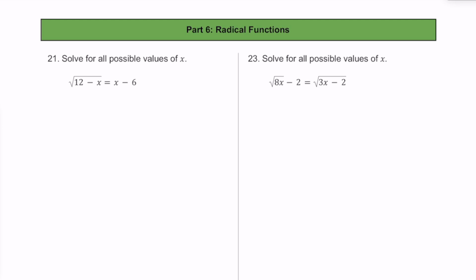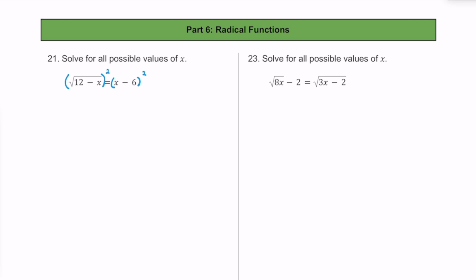So we have the square root of 12 minus x is equal to x minus 6. So first thing we're going to do here is see where the radical is. We can see the radical is on the left side of this equation. Now, if this is a square root, then what's the inverse operation? Well, the inverse is going to be raising it to the second power. So let's go ahead and raise both sides of this equation to the second power.